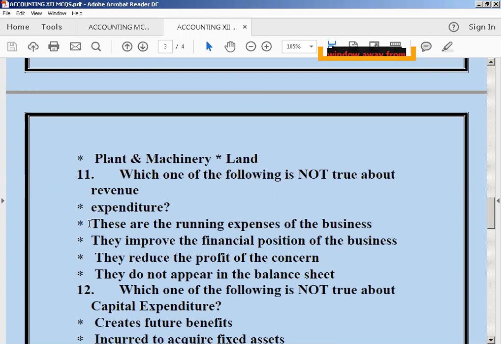These are the running expenses of the business. They improve financial position of the business. They reduce the profit of the concern. They do not appear in the balance sheet. Here we have the four options. They are running expenses of the business. They improve the financial position of the business. They reduce the profit of the concern. They do not appear in the balance sheet. Okay, now you have to choose the appropriate one.